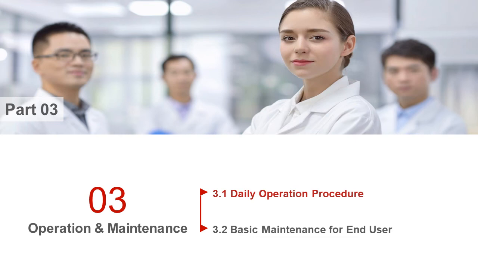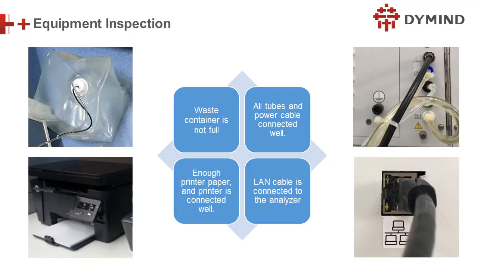Operation and maintenance. So we cover daily operation and procedures and the basic maintenance for the end user. So what are they? This is the equipment inspection. So every day, what do we have to do? Check the waste container is not full, all tubes and power cables are connected well, there are enough printer papers, the printer is connected well, and the LAN cable is connected to the analyzer.